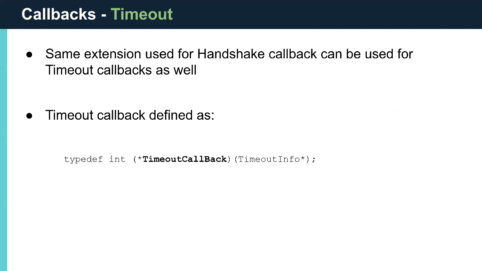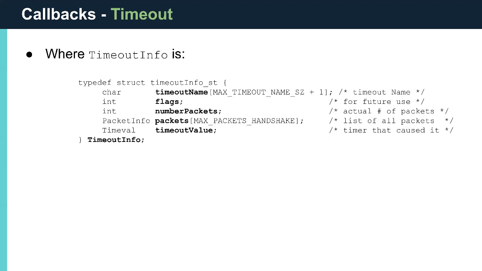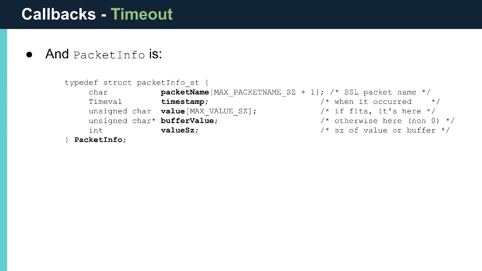The other callback we have available is a timeout callback. It's defined as the prototype you see here. And it's essentially giving you a list of packets that caused a timeout to happen.